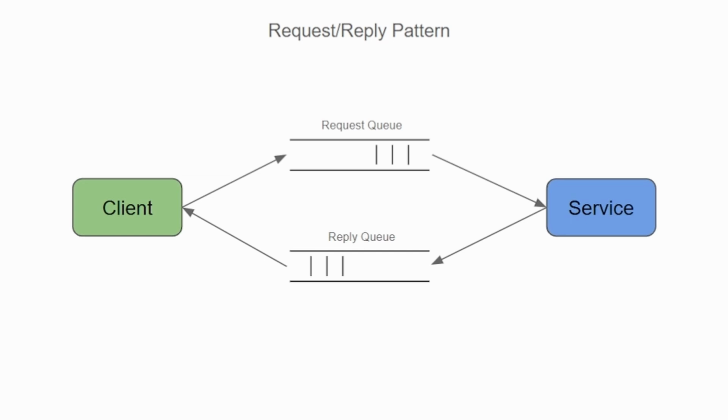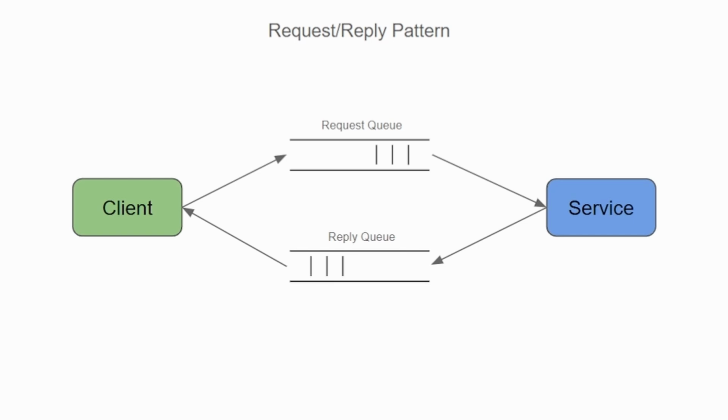Here is the illustration of the request reply pattern. The request reply pattern is a messaging pattern where a client sends a request message to a service and waits for a reply message from the service in an asynchronous way. The sequence is like this.